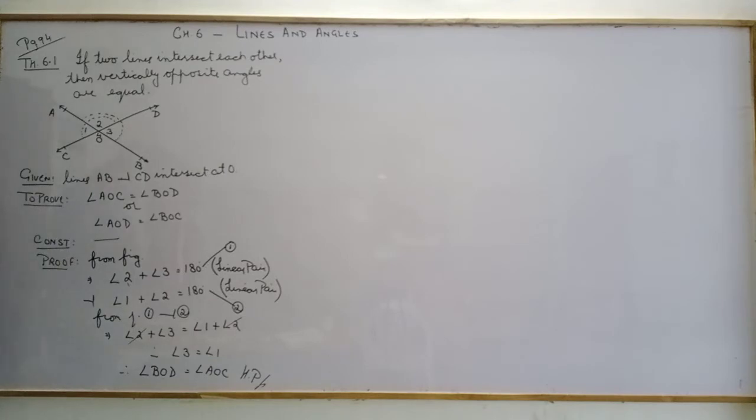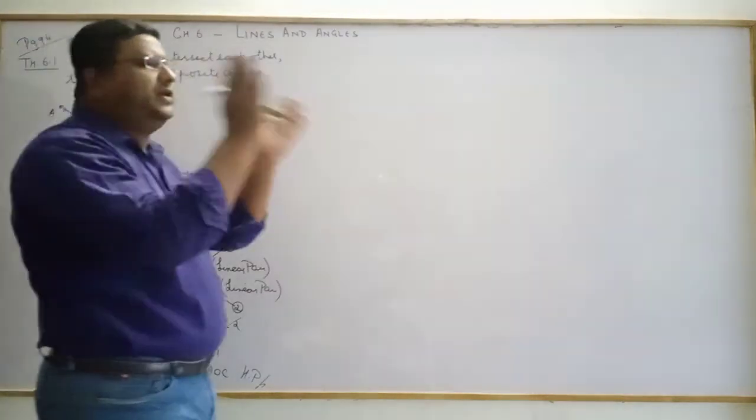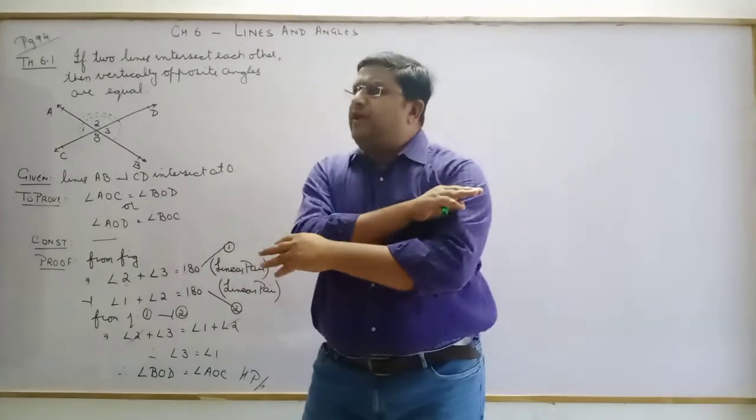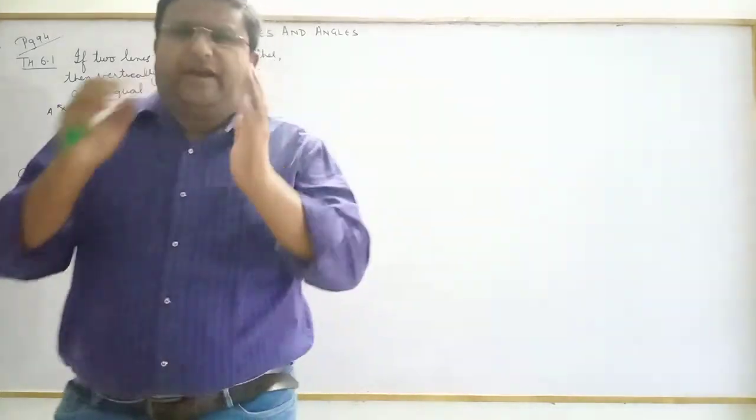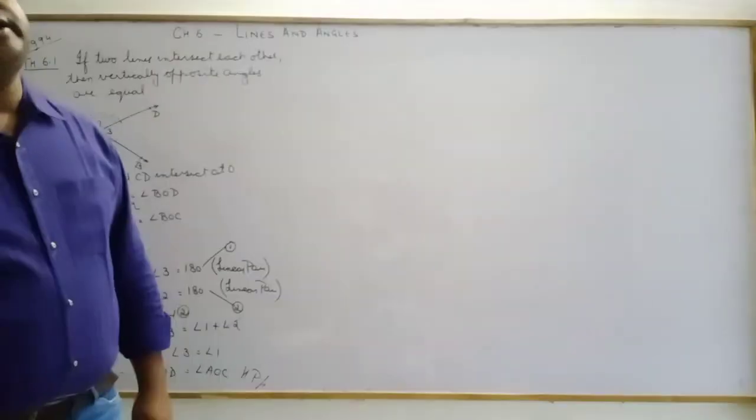Everything has a reason. Nothing can be changed. When we are talking about theory, theorem, everything has a reason behind. And on this theorem, your entire exercise 6.1 is based. Linear pair, we know what are vertically opposite angles. That's it. We just have to observe the figures very carefully, and there will not be any difficulty. You will find the figures very easy. Your observation needs to increase.